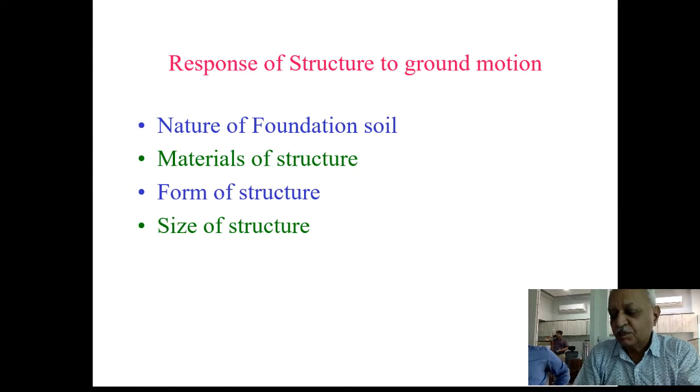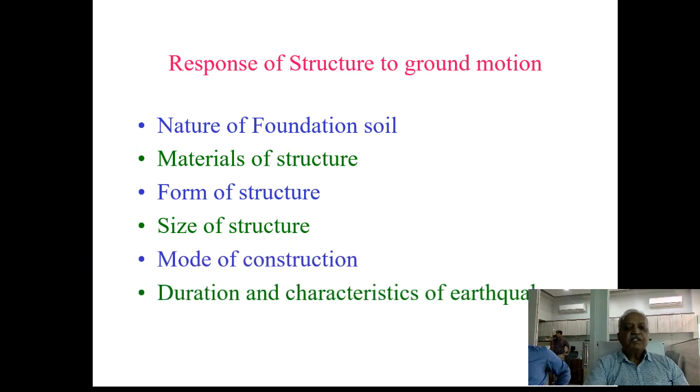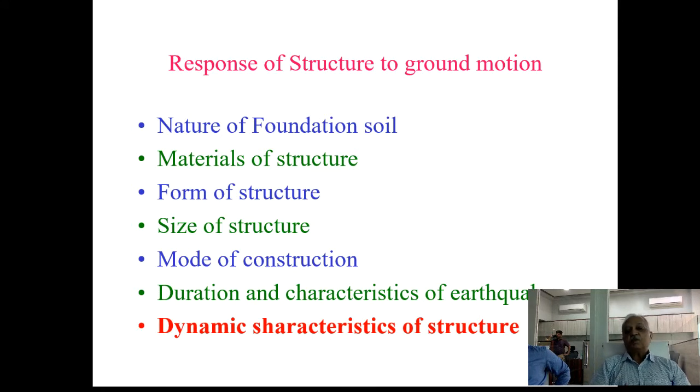Then we say that the response of the structure, once the earthquake has hit the structure, depends upon these important points. One is the nature of the foundation soil. So what kind of soil is there, whether it is rocky soil or sandy soil, medium, murum, and so on and so forth. Then the material of the structure, whether it is masonry or concrete or steel, will depend on that. Then the form of the structure, whether you have a regular form or a very irregular building, the damage will be different accordingly. Size of the structure, if it is a very small structure or a massive structure, the damage will be affected by that. Then you have the mode of construction, whether you have precast construction with some joints in between, in situ joints or something like that.